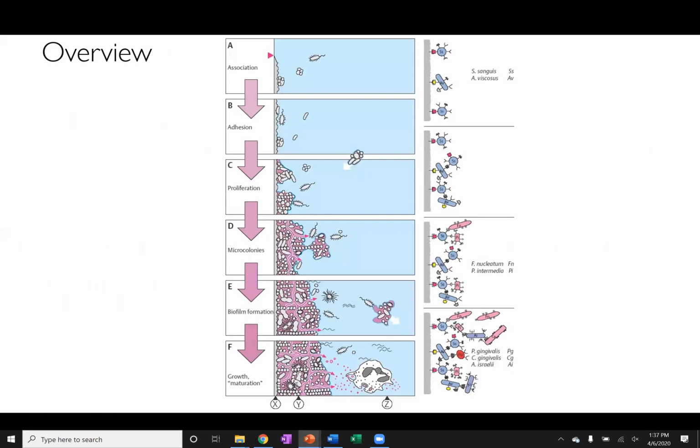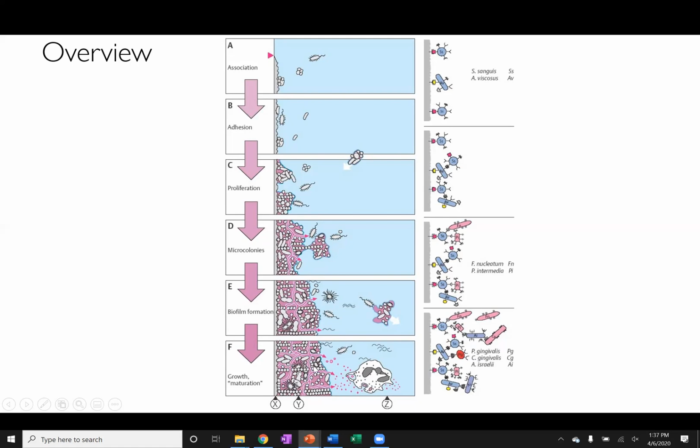And so we can look at a very basic overview of what's happening inside your mouth. We have that initial association and adhesion. Then we have the proliferation, so as you notice, we're getting bigger and larger. We start from sticking directly to the surface and then start building upon other microbes. We go from proliferation to colonies, getting taller and taller. We form the biofilm, and then we finally have that maturation.